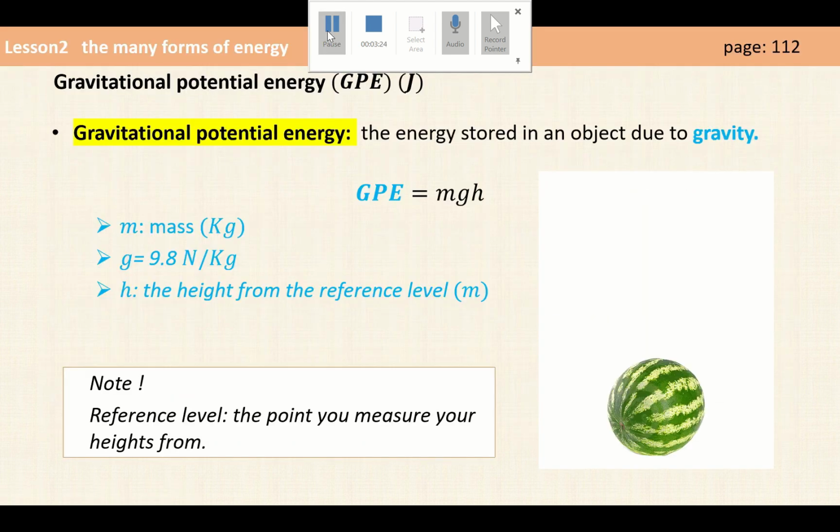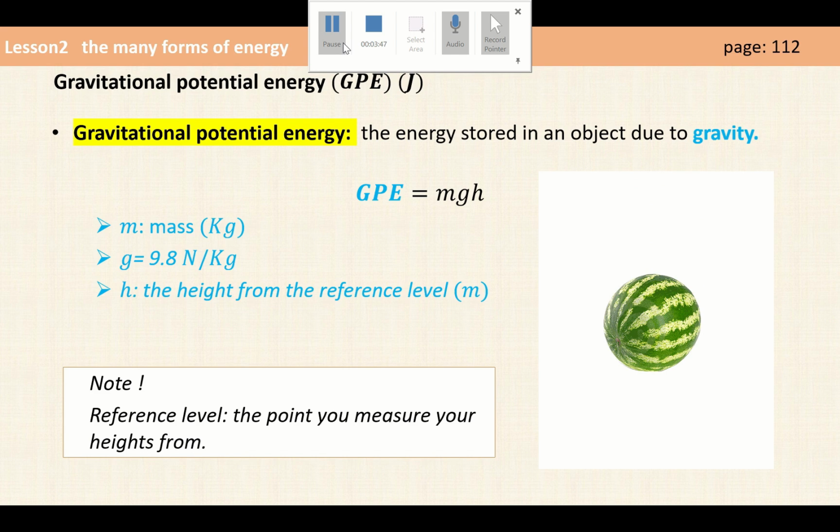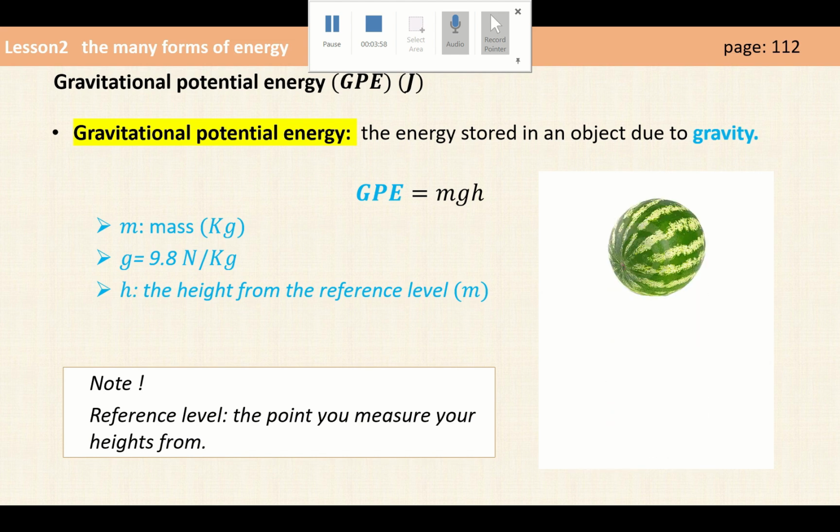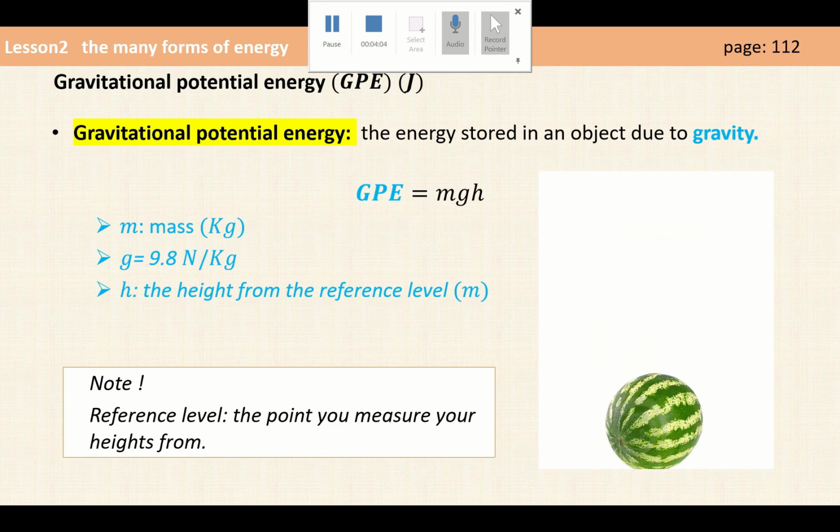Now, the other type of potential energy is called the gravitational potential energy, and we symbolize it with GPE, which is the beginning letter of each word, gravitational potential energy. And because it's an energy, it's also measured in joules. Now, gravitational potential energy is the energy stored in an object due to gravity. When you lift an object up from the ground, higher and higher, you store gravitational potential energy in it. The higher you lift it upwards, the more energy you store in it.